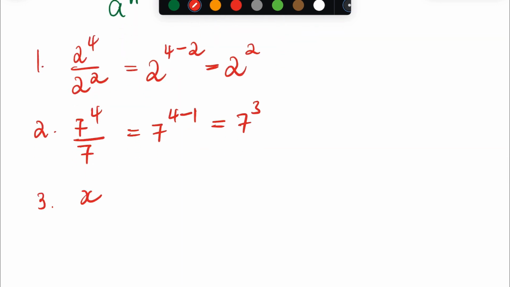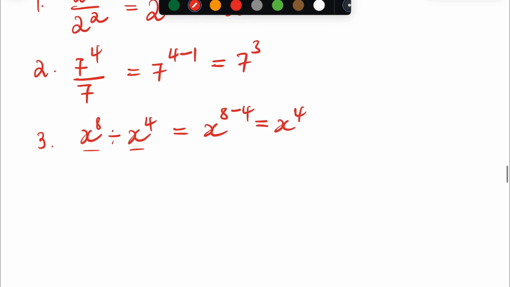Let's say we have x to the power 8 divided by x to the power 4. So the base is x. We just put x and then we'll say 8 minus 4 is going to be x to the power 4. Guys, it's very important to stick to the basics here. Basics are very important.